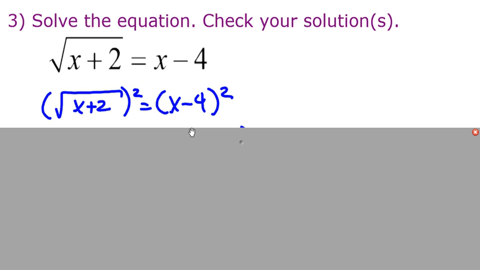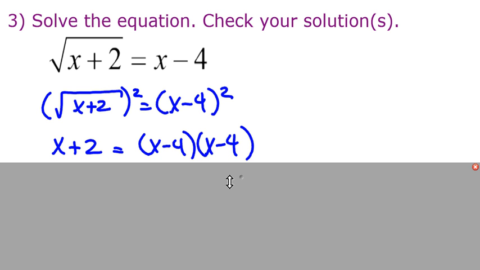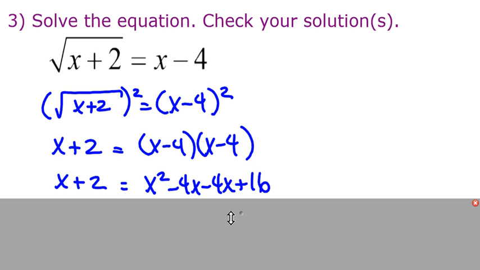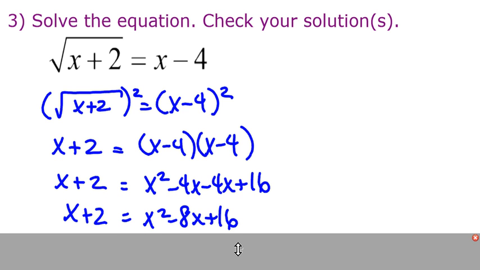On the right-hand side, we have to remember what happens when you have a quantity squared. That means you have 2 of those items being multiplied together, so you have to distribute x minus 4 to x minus 4. We know by distributing we would have x squared minus 4x plus 16, which simplifies to x squared minus 8x plus 16. That will be equal to x plus 2.